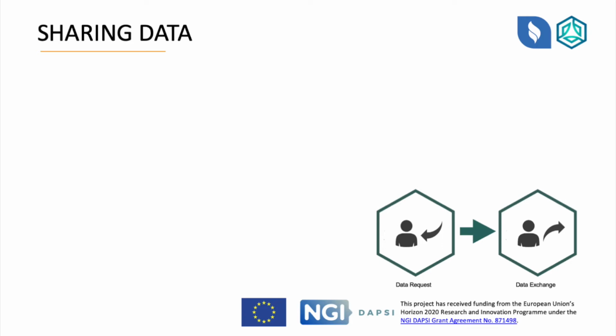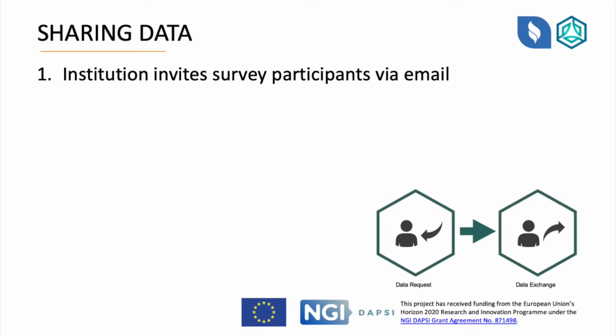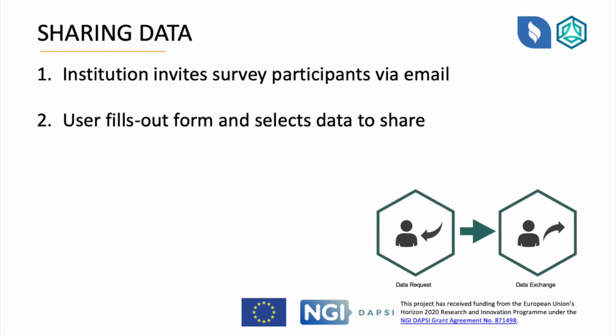In the final data flow, we demonstrate how individuals can share personal data in a secure and traceable way with other requesting parties. In this flow, we assume that an organization has invited participants to take part in a survey via email. The user can review the invitation request, fill out the survey, and attach time series data from their personal data store. Finally, we show how a user can manage that shared data.